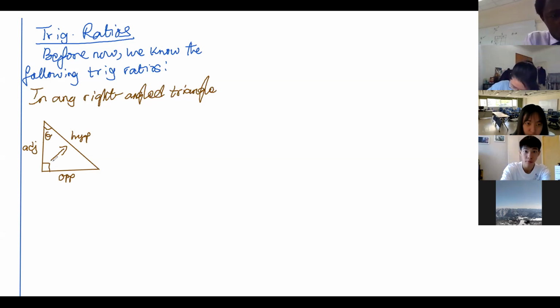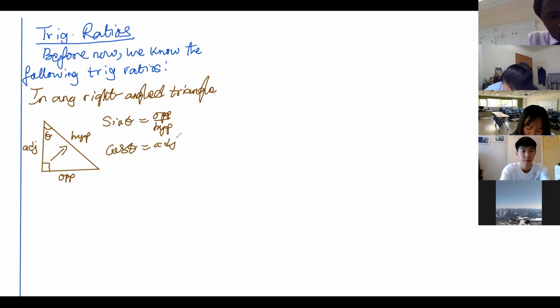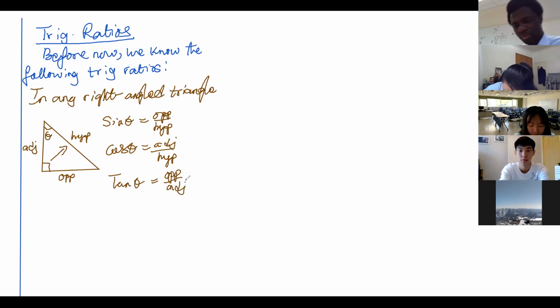Okay, so what we know so far is that sine theta is opposite over hypotenuse. We know that cos theta is adjacent over hypotenuse. And we know that tan theta is opposite over adjacent. That's what we know so far.